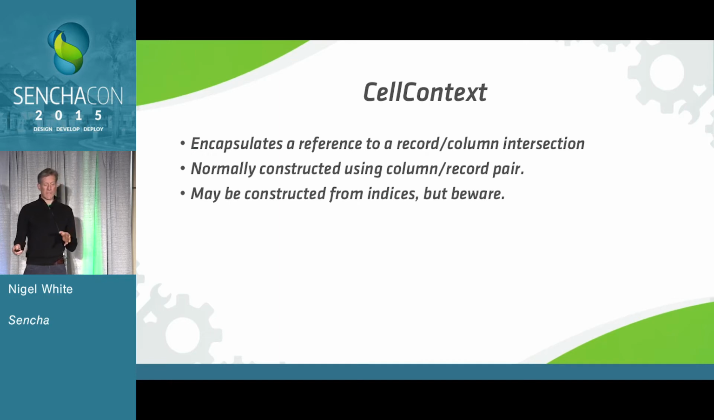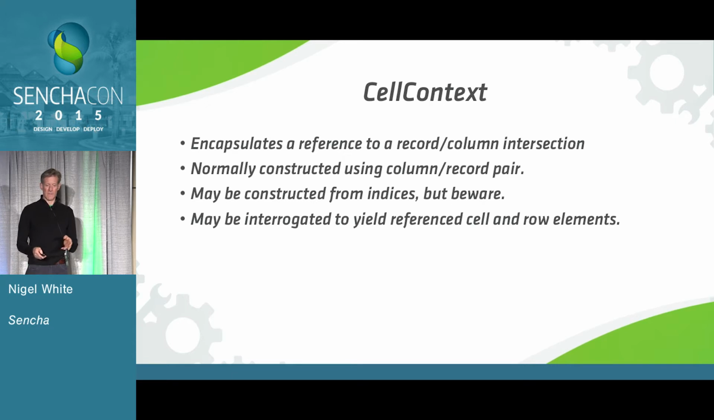If you construct it from a record index and a column index, it will convert that and actually maintain a reference to the record and the column which those referred to. So it's fairly durable. If you move columns, if you sort your data, it will still refer to the same cell, even though it may have moved. And CellContext has several utility methods. You can actually ask to retrieve the HTML cell element to which it refers, and you can also ask to retrieve the HTML row element which contains that cell. So you can manipulate those elements.